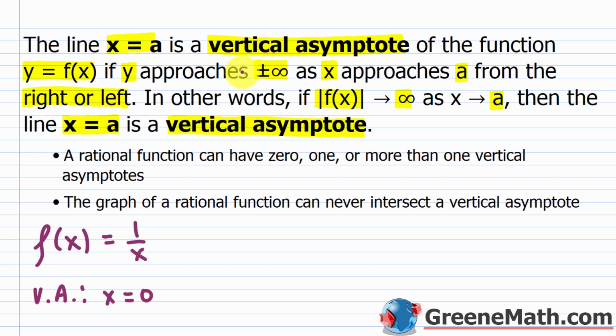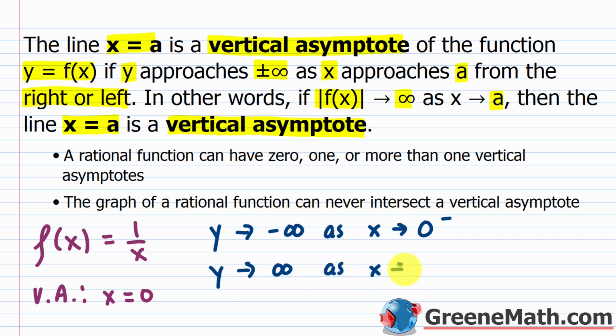But again, just using this approach here, we can say that the line x equals 0 is a vertical asymptote because y approaches negative infinity as x approaches 0 from the left, and then y approaches positive infinity as x approaches 0 from the right. So you can write it like this.